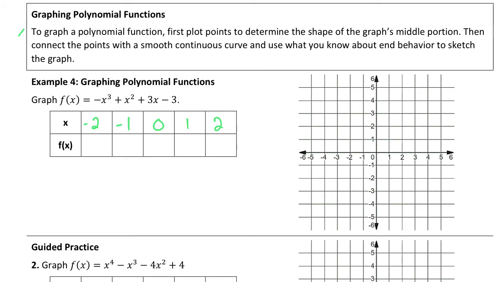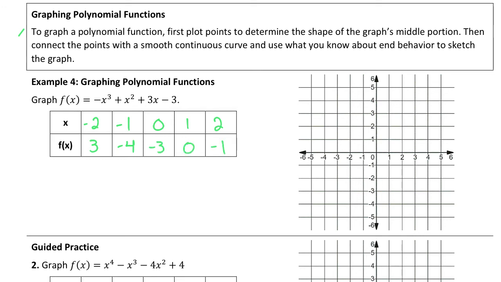And then it's you substituting in and getting outputs. So I'm going to do these, use a calculator, whatever you need to do. Eventually we're just going to use Desmos, but if I substitute in -2, I get out 3 for this function. I substitute in -1, I get out -4, and then I get -3, 0, -1.